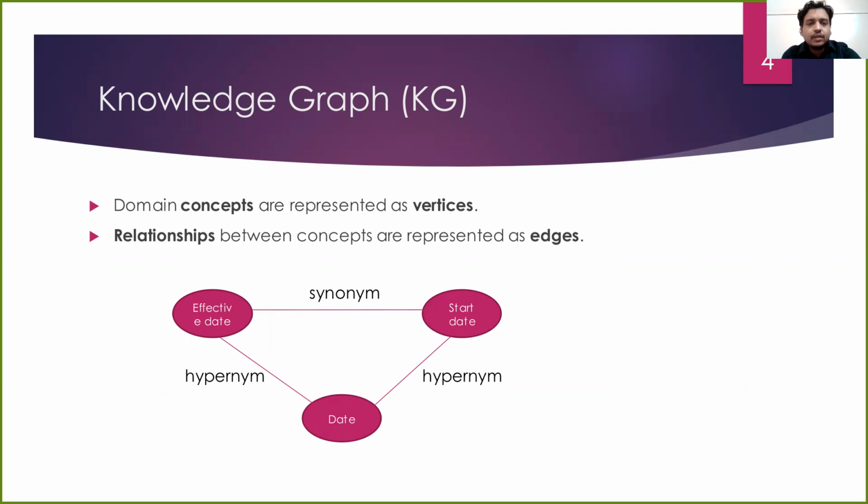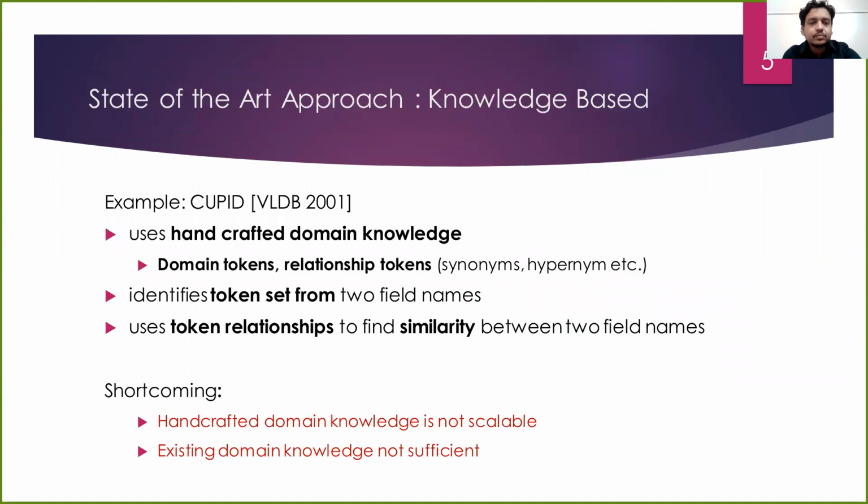concepts. The domain information is represented using a knowledge graph or KG, which represents concepts as vertices and relationships as edges. For example, both start date and effective date are concepts having a synonym edge between them, and so on.